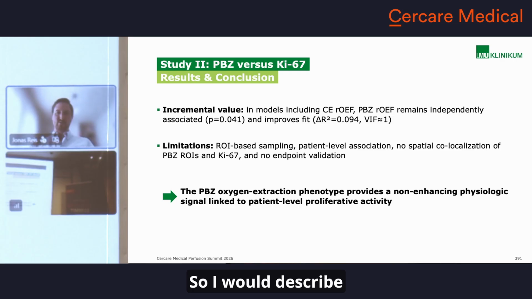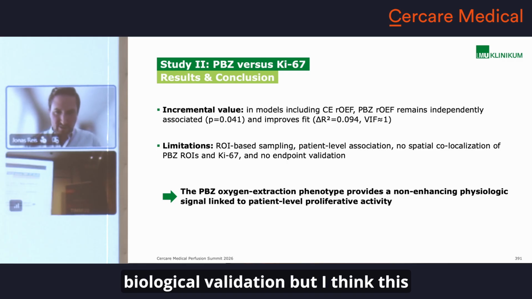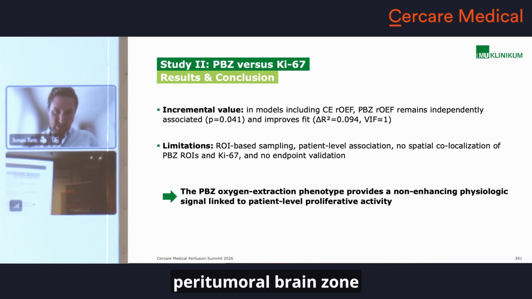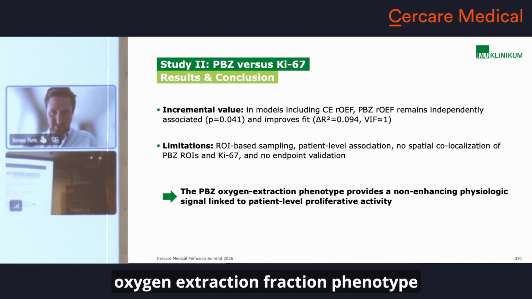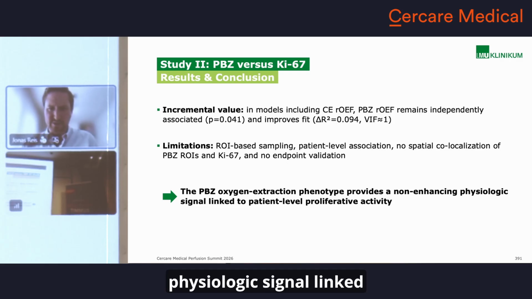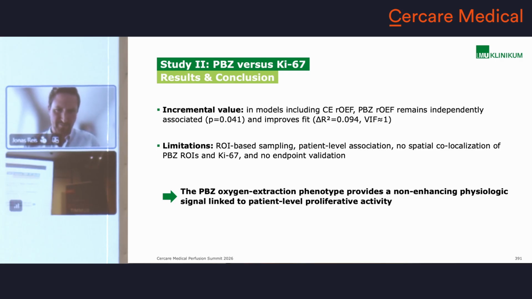So I would describe this as early biological relevance and definitely not biological validation. But I think this conclusion here is justified. The peritumoral brain zone oxygen extraction fraction phenotype provides us with a non-enhancing physiologic signal linked to a patient-level proliferative activity.